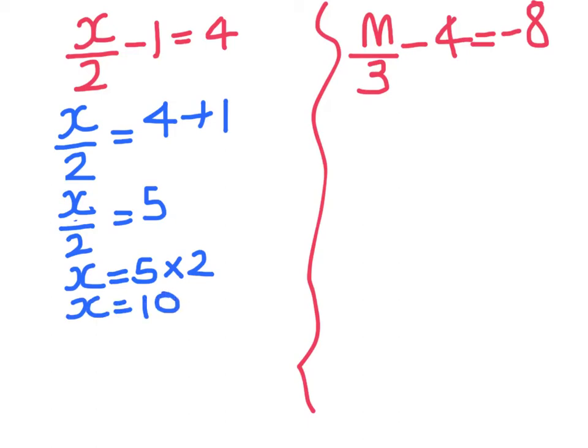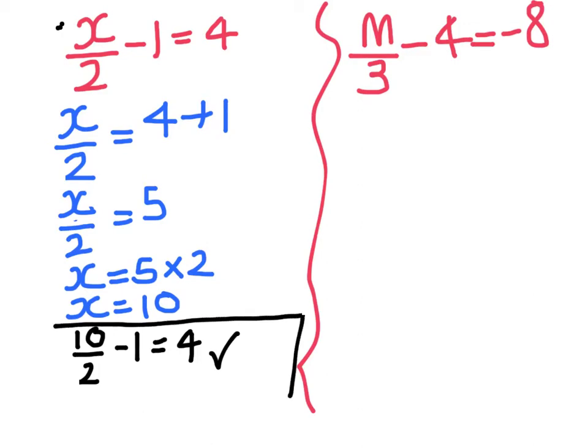Right, let's give this a go here. If I made x up here equal to 10, I would have 10 over 2 minus 1. Does that equal 4? 10 over 2 is 5, minus 1 is 4, so I know it's correct. Better put a big check here so we know we haven't just done the equation backwards.